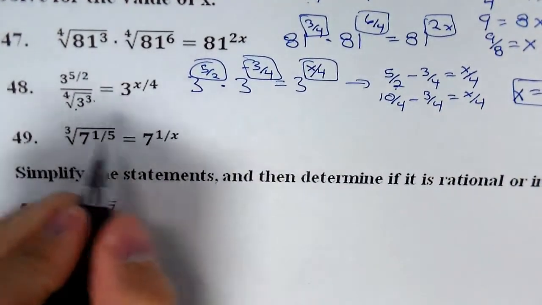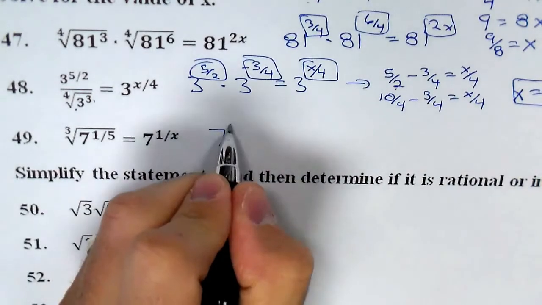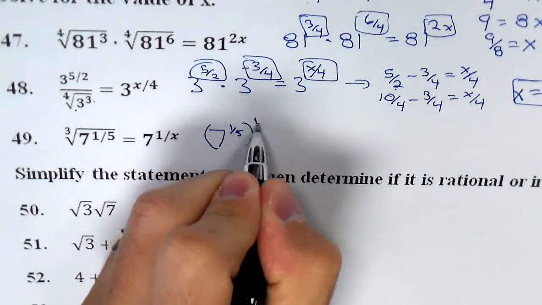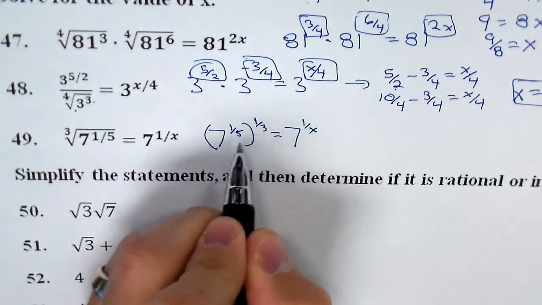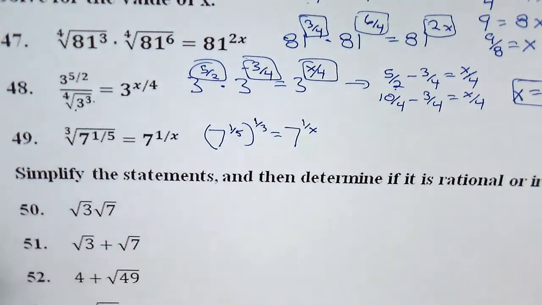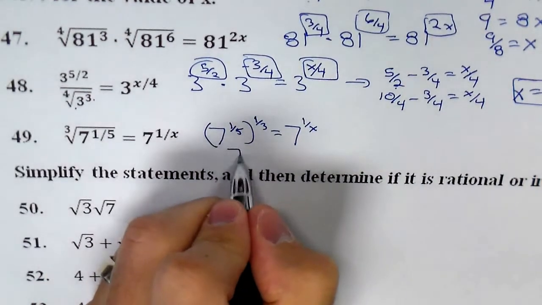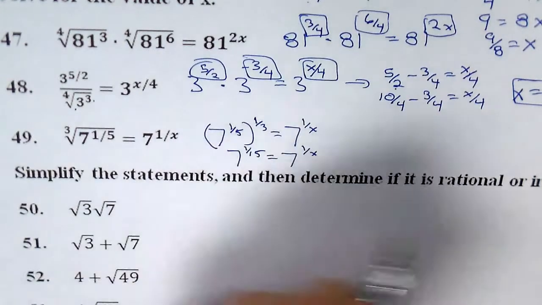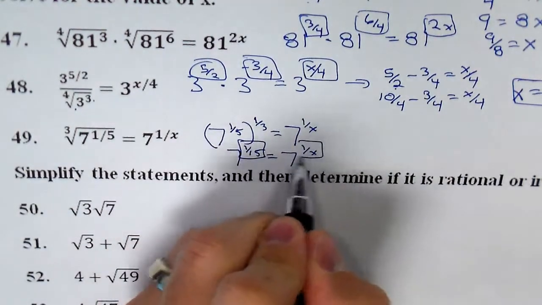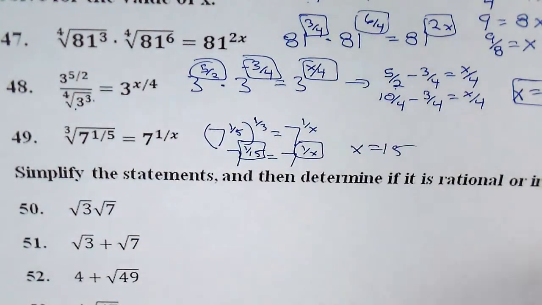For 49, we're going to get 7 to the 1/5 to the 1/3 equals 7 to the 1/x. So I'm going to multiply here. Be careful, don't make this 3/5 or 5/3. It's actually 7 to the 1/15 equals 7 to the 1/x. We're really looking at denominators in the exponents, and x equals 15.